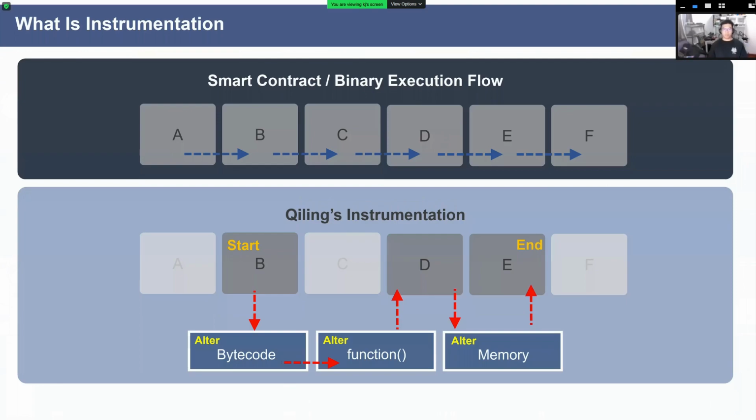Your file sequence always starts from A to B to C to D to E to F. So this is how a binary or smart contract should execute. Of course, in most cases it's not always a one-way flow. They will come back and forth, and you know the entire idea. It's always from start until the very end.